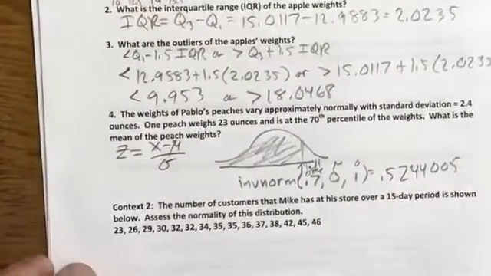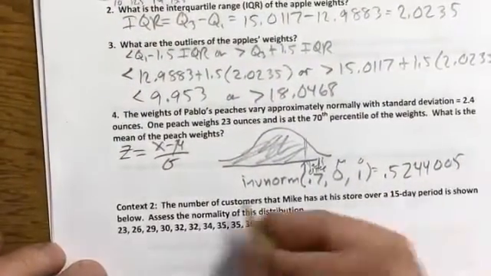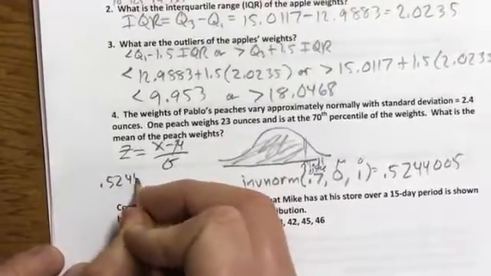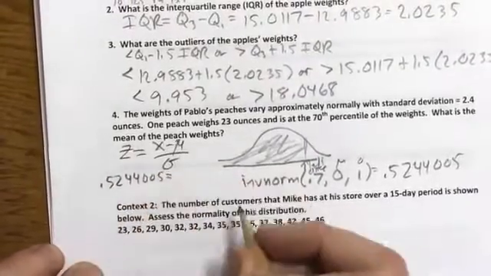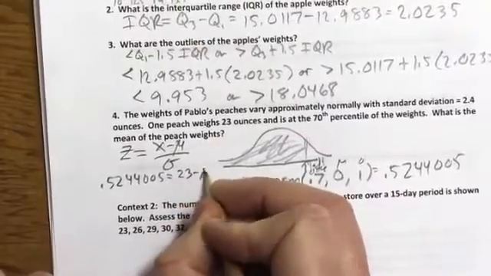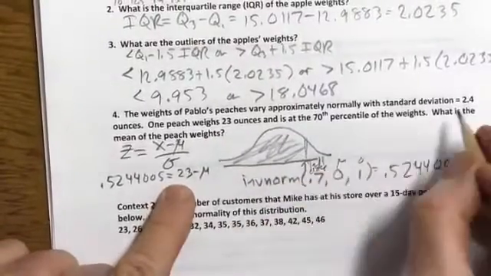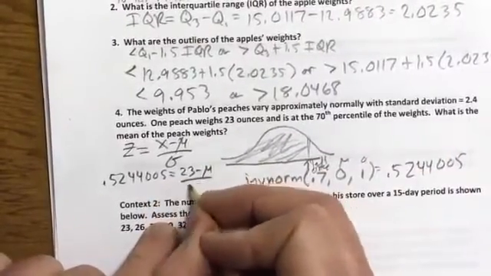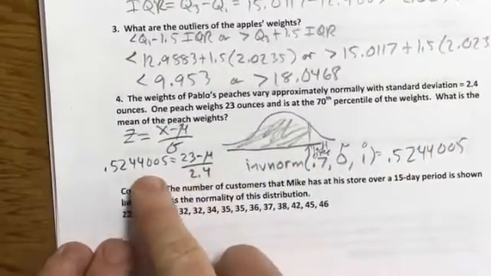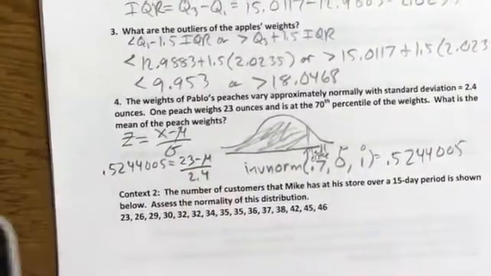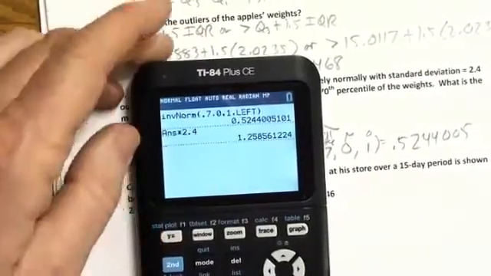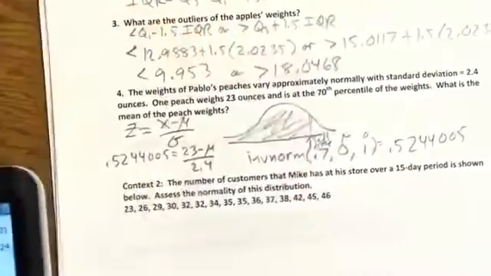So that is my z-score, and I will enter that into my formula. 0.5244005 is equal to, now my x value is 23. The mu, the mean, is what I'm trying to find, and then sigma is 2.4. So I'll just solve this for mu using my algebra skills. I'll multiply both sides by 2.4. So I'll take this number times 2.4, and that's approximately 1.259.